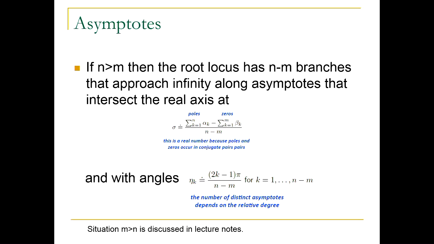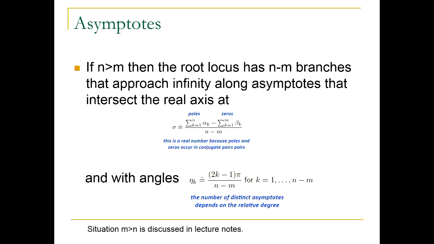It turns out that you can quickly write the point of intersection of all asymptotes. All asymptotes intersect at a single point on the real axis, and that point is given by this formula: the sum of all poles minus the sum of all zeros, divided by n minus m. Here n is the number of poles and m is the number of zeros. You may ask yourself where this formula comes from. I will explain in a moment.